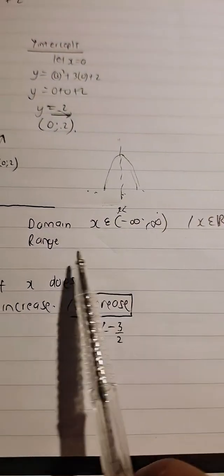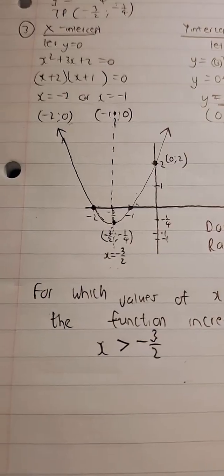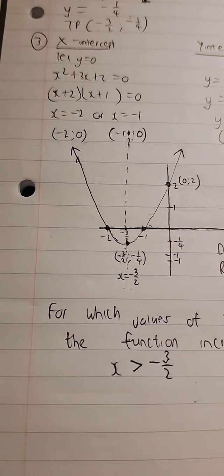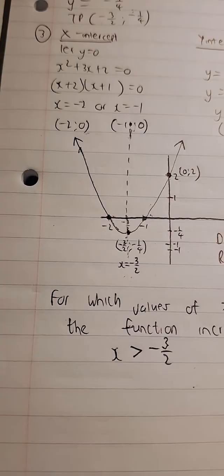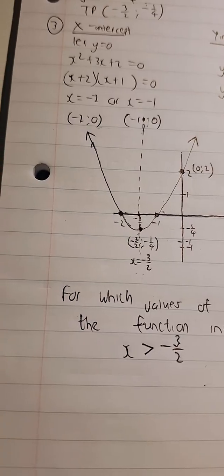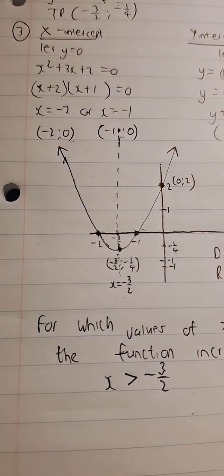Then what is the range? Possible y values where the function exists. Where does the function exist? Possible y values where the function exists from the bottom to the top. So what are we thinking about when you think about range? Y values. Where is the bottom to the top? Now I'm going to wait for you guys to tell me.